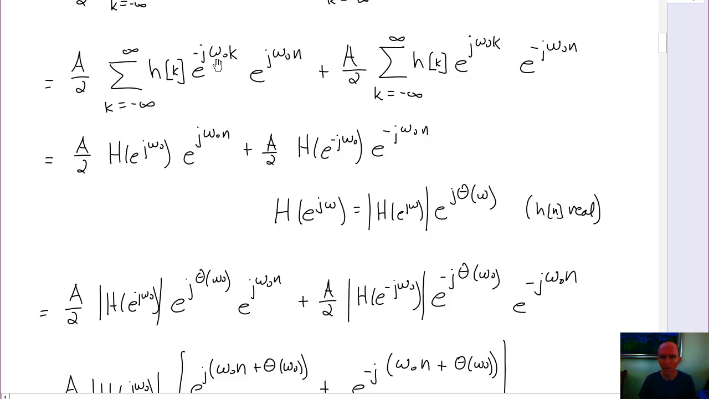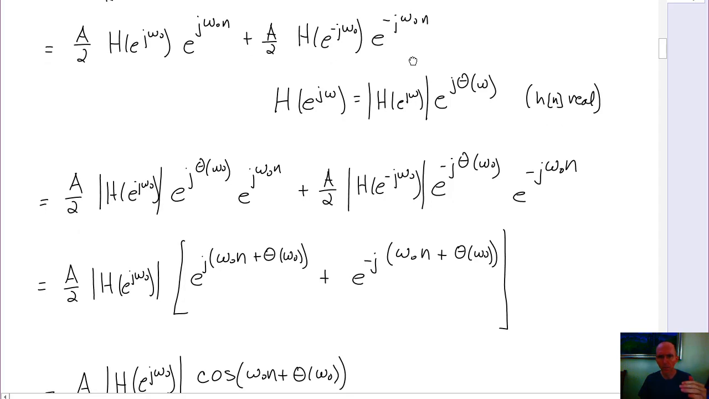The only thing is that instead of having a variable omega, we have a constant omega. And so we could write it as H of e to the j omega 0. The other one is going to be the same, except it doesn't have the negative, and so we need to put a negative here for the DTFT. So this is the DTFT evaluated at omega 0, and this would be the DTFT evaluated at minus omega 0.